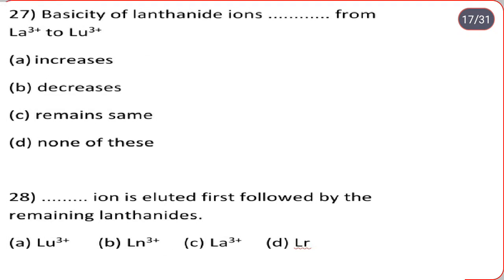Basicity of lanthanide ions from La3+ to Lu3+. Increases, decreases, remains same, none of this. So we know that basicity of lanthanide ions decreases. Option B. Lu3+ ion is eluted first, followed by the remaining lanthanides. So the correct option is option A. Lu3+ ion is eluted first, followed by the remaining lanthanides.